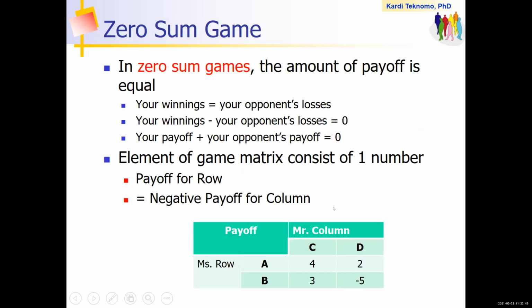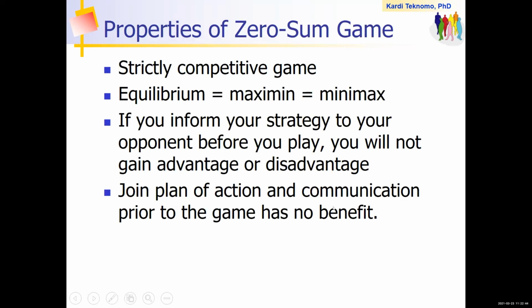So the zero-sum game was last meeting. The properties of the zero-sum game: it is a very strictly competitive game. Usually in sports, there is only one winner. And the equilibrium was clear. The equilibrium of pure strategy happens when maximin equals minimax. Now about information: if you inform your opponent of your strategy in a zero-sum game before you play, you will not get any advantage or disadvantage.